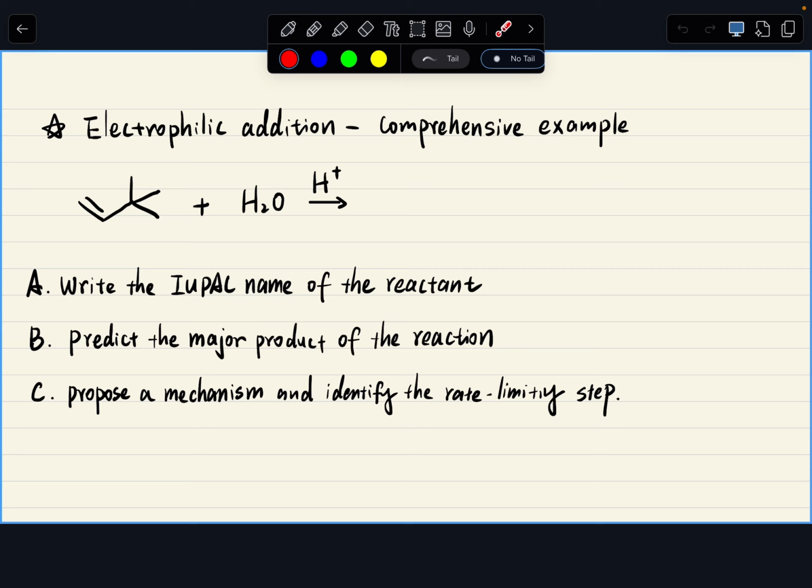One is hydrohalogenation, so that's this one. When we say hydrohalogenation, we're saying that the hydrogen in that HX group is acting as our electrophile. Or alternatively, we have acid catalyzed hydration, where your H3O+ is acting as our electrophile. Right, so that's a general reaction of electrophilic addition.